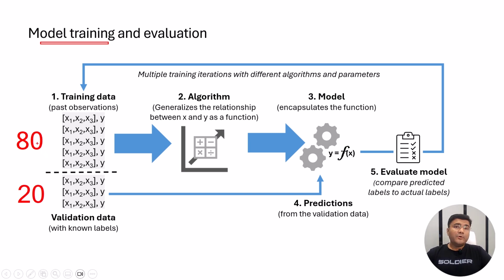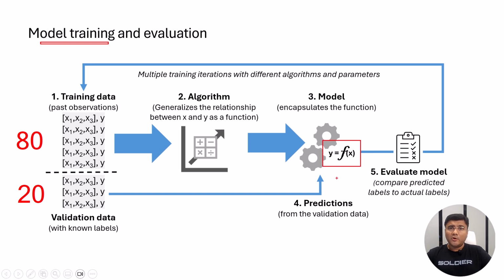80% data I'm going to provide for model training, and 20% data I'm going to keep aside for validation purposes. This 80% data is going to be used in the process, and on top of it, we are going to apply some algorithms. Once the algorithms are applied and the process is done, it's going to create what? It's going to create my model.